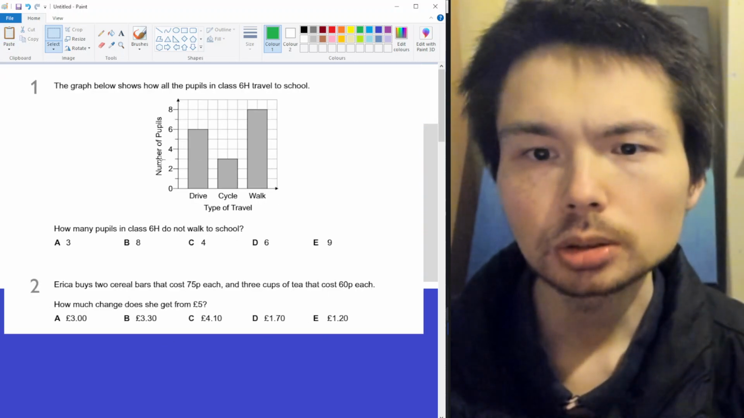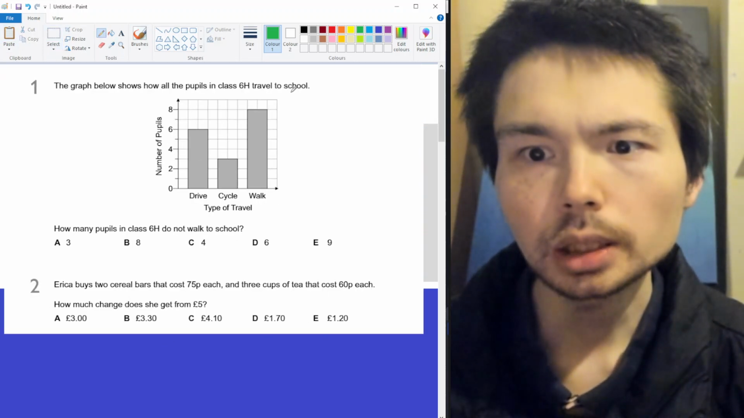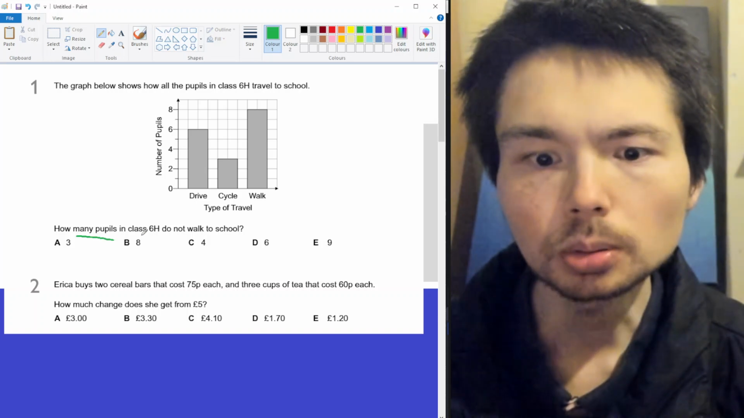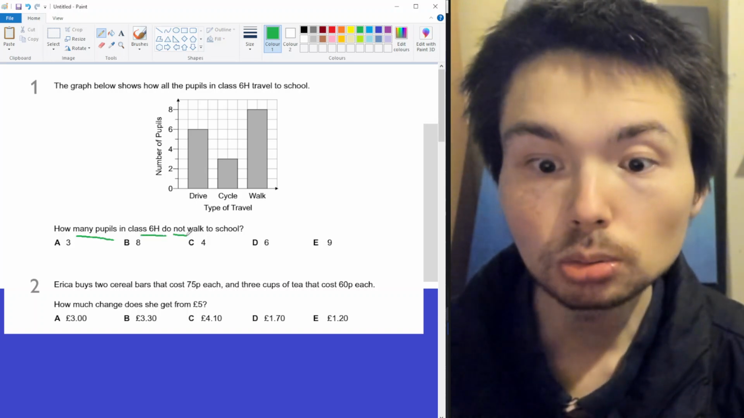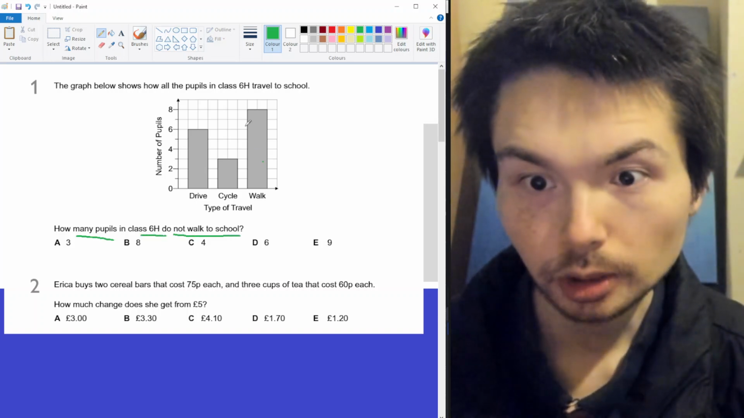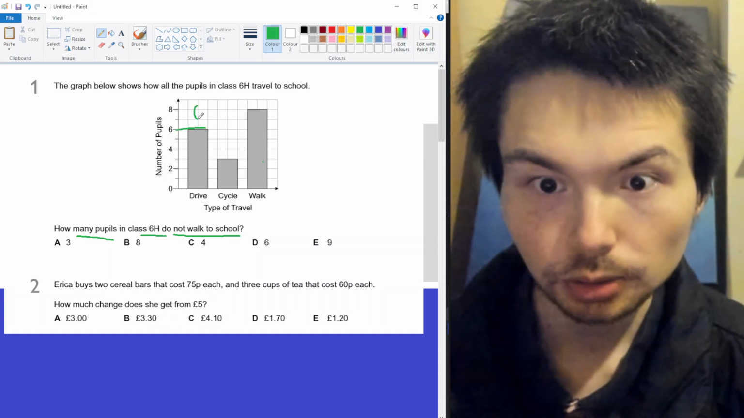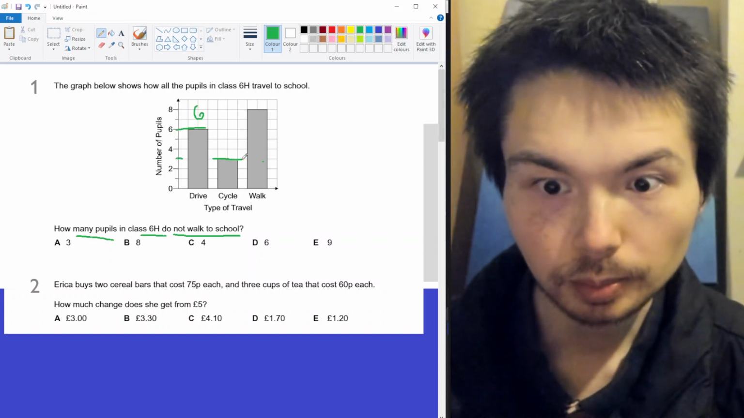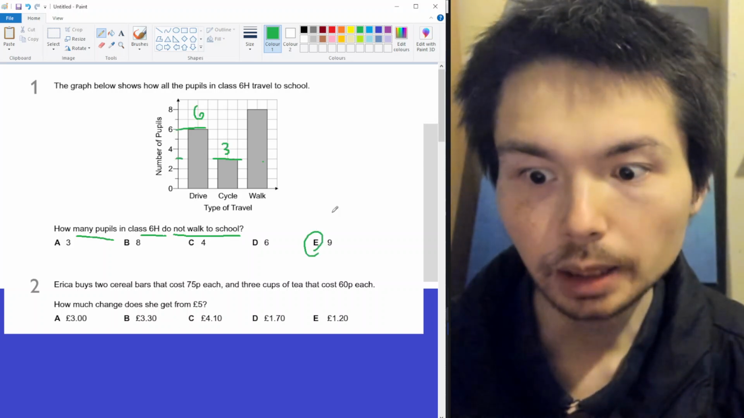The graph below shows how all the pupils in Class 6H travel to school. How many pupils in Class 6H do not walk to school? Count the other blocks. 6, 3. 6 plus 3 is 9.